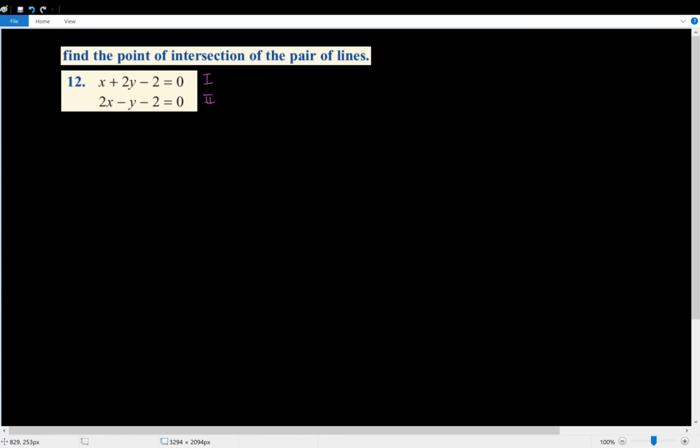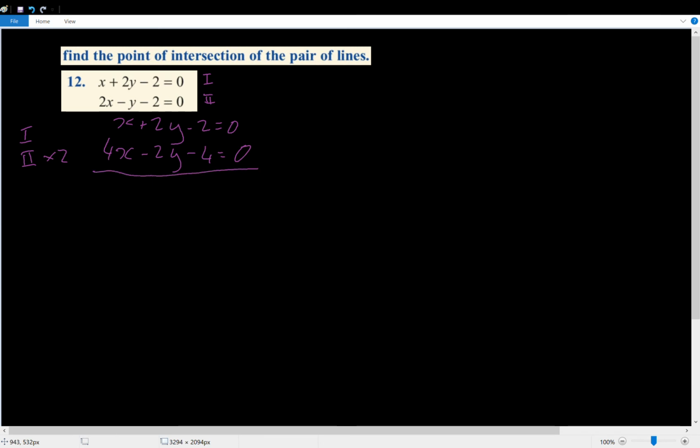In order to solve a simultaneous equation, we need to get the same number but different signs in front of either both of the x's or both of the y's. The way we're going to do that in this particular case is multiply equation 2 by 2. For equation 1, we're going to make no change. It's just going to be x + 2y - 2 = 0. But for equation 2, it's going to be 4x - 2y - 4 = 0.